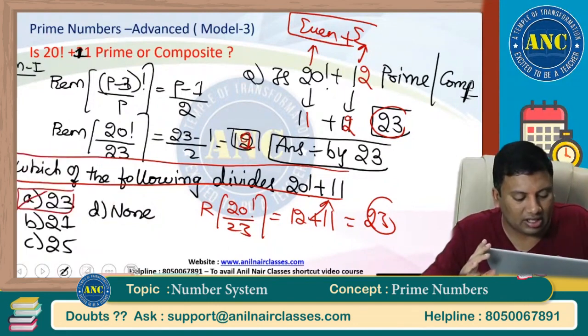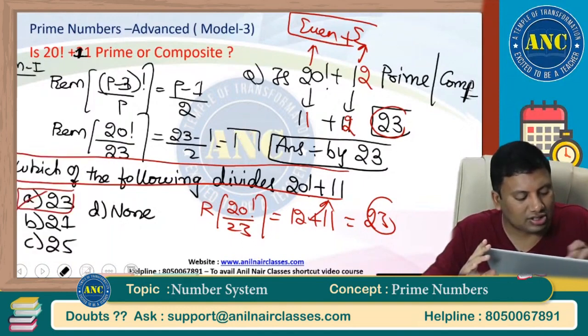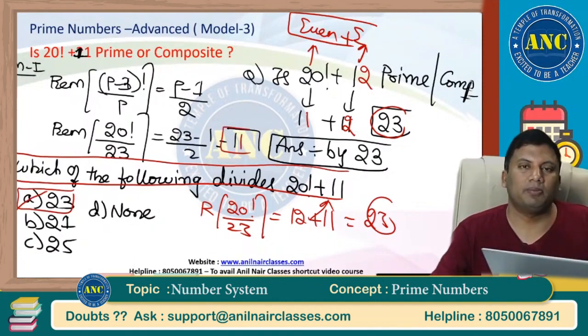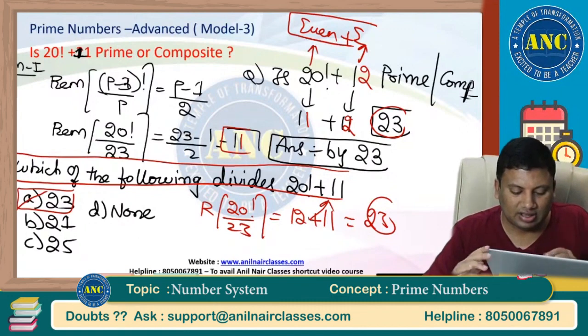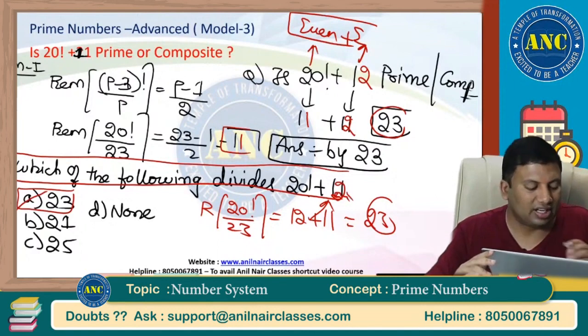So, he might ask you a prime number which is greater than this number. 20 factorial plus 12, divided by 23, it is nothing but 11 plus 12, it is 23. So this could be one way of doing it.